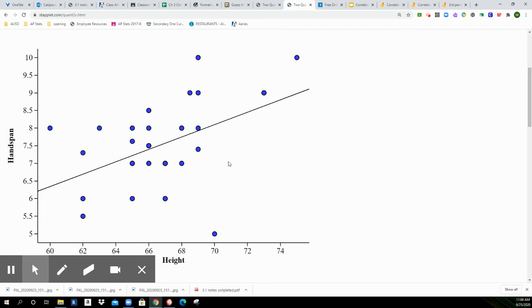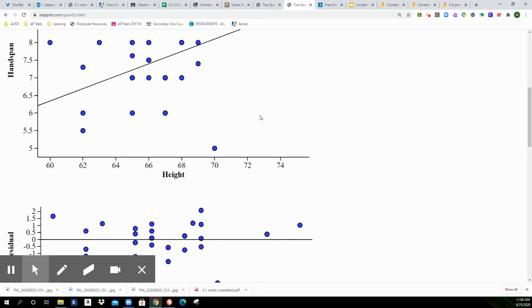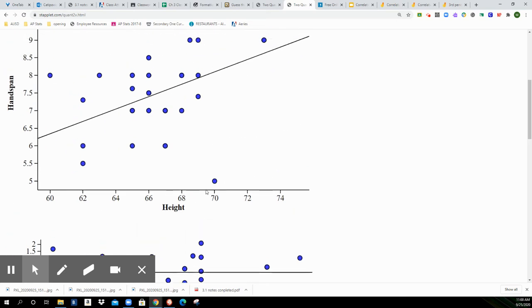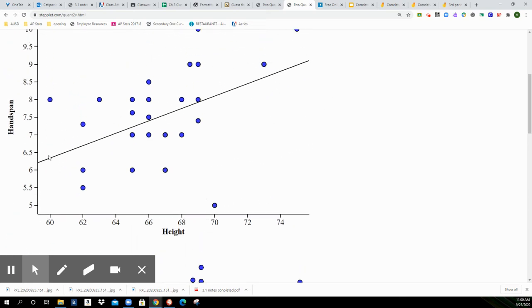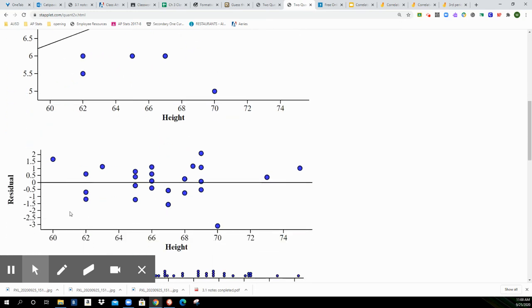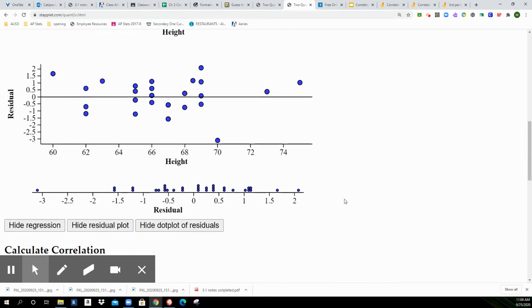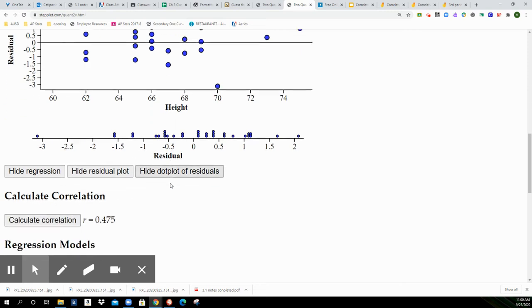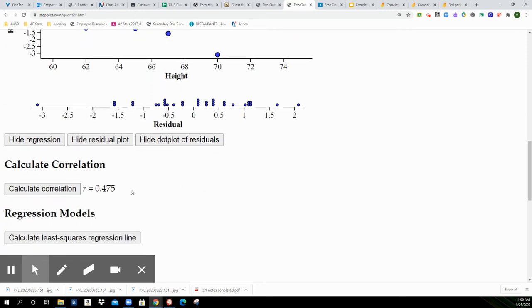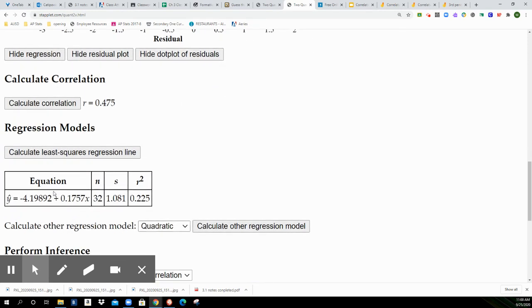But this is our equation, and what I can get, so this is StatKey, I can get a visual of how these residuals look, so these vertical distances. So this one's the one with the biggest residual, right? So this is a graph of the residuals for every single height, how far off the prediction was. We're going to be using this to see if we like this model or not. This is a dot plot of all the residuals, so ignoring the height, just what do the residuals look like. The idea is you want this to be normally distributed. This is for way later. And then they give us the correlation coefficient, and this is the equation that we got.